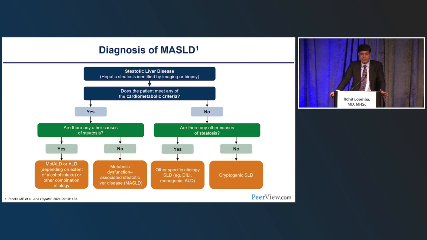Now, if your patient to the left meets the criteria with metabolic syndrome, and does not consume excessive alcohol, those will be classified as MASLD. If they consume alcohol that is more than what you would classify as MASLD, that is 20 grams for women and 30 grams for men, they'll be classified as MetALD, or higher, more than 60 would be ALD.